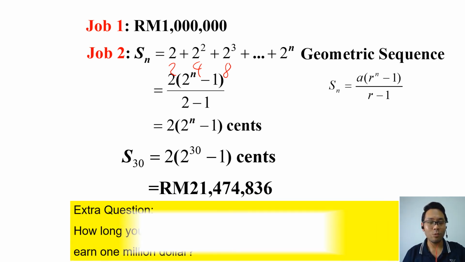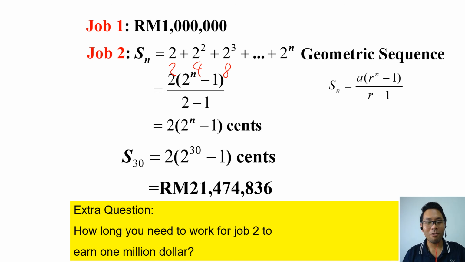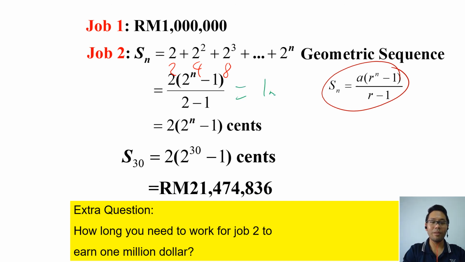Okay, I'll end it with this one. Extra question: how long do you need to work for job 2 to earn 1 million? That one I leave to you, mainly because the slide that I provide here doesn't come with answers. But it's not that difficult. Just simply take this formula, put all those numbers in, and set it equal to 1 million, and solve that.